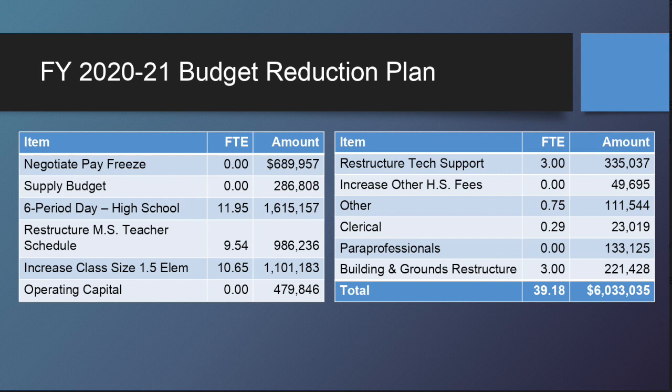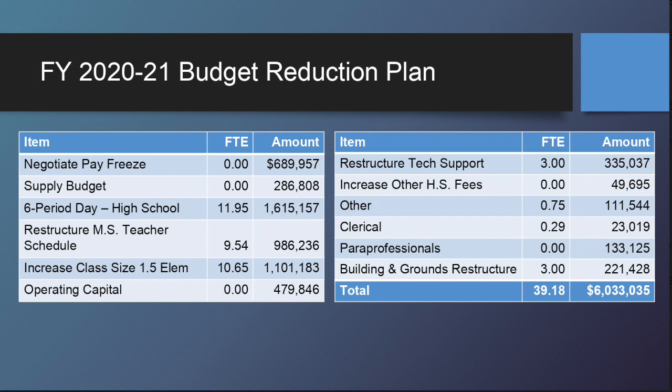In the middle school, there's a proposal to restructure the teaching schedule, which would impact the number of students a teacher has during the school year. This would save just under $1 million with a reduction of 10 teachers. At the elementary school, it is proposed to increase class size by 1.5 students. This would reduce teaching staff by 10.65 and save $1.1 million.